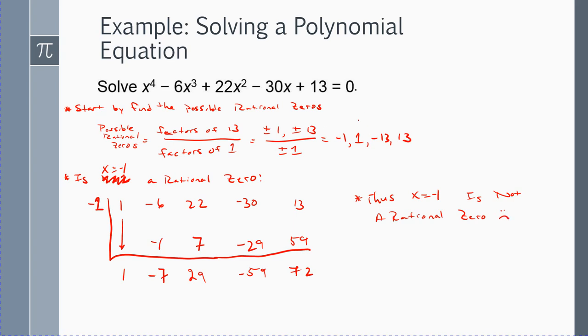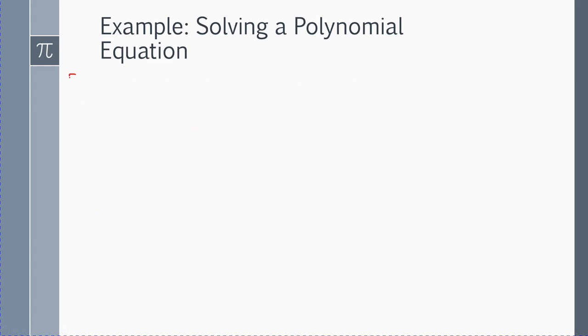All right, so let's do 1 now. Let me plug in 1 and see what happens. Again, I'll rewrite the equation up here so we have it. It was x to the fourth minus 6x cubed plus 22x squared minus 30x plus 13 equals 0. So now, is x equal 1 a rational zero?